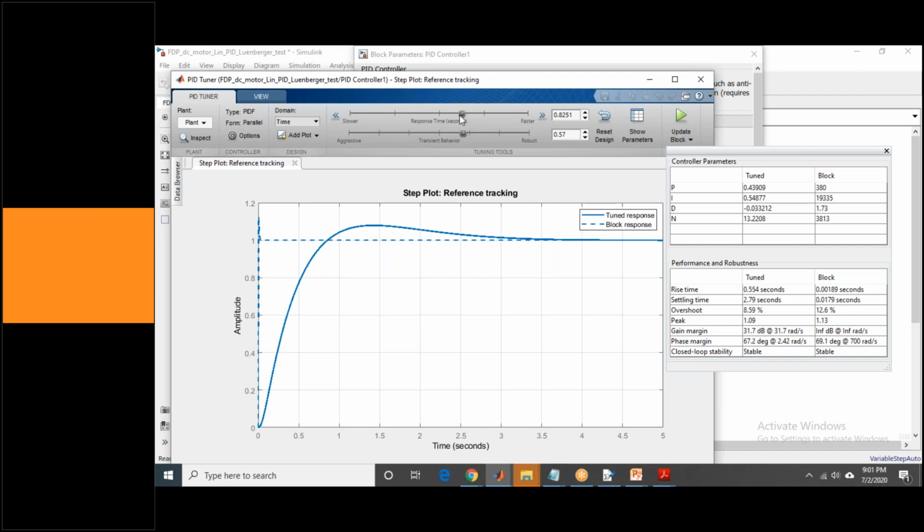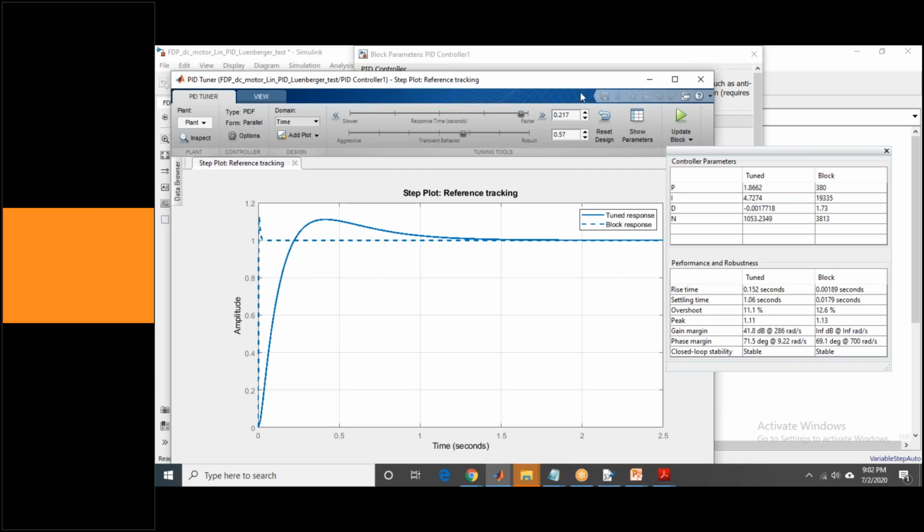So what I will do here is, you can see I'm dragging this one. And you can see that the settling time is here. You can see all these things, 1.0 seconds and 1.06 seconds, and the overshoot is around 11%. So I want to reduce that overshoot to, let us assume, 1%.